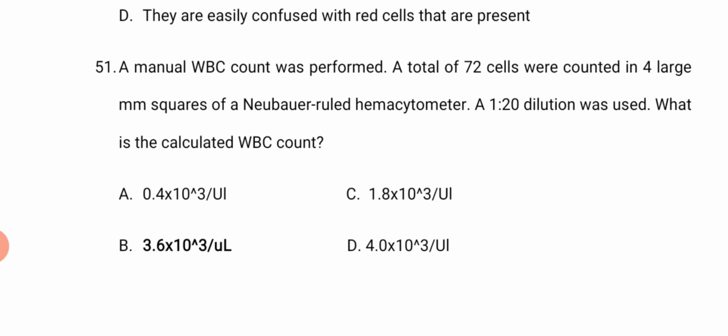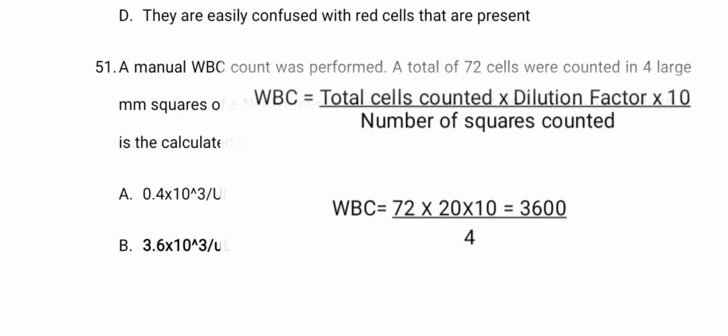Number 51, the last question, says a manual WBC count was performed and a total of 72 cells were counted in 4 large squares of the improved Neubauer hemocytometer, and a 1 to 20 dilution was used. What is the calculated WBC count? So we can recall the formula for calculating the manual WBC count. It will be the total WBC counted times the dilution factor times 10 over the number of squares counted.